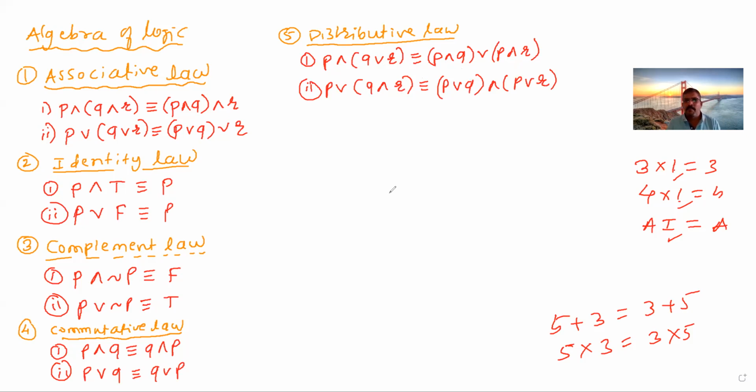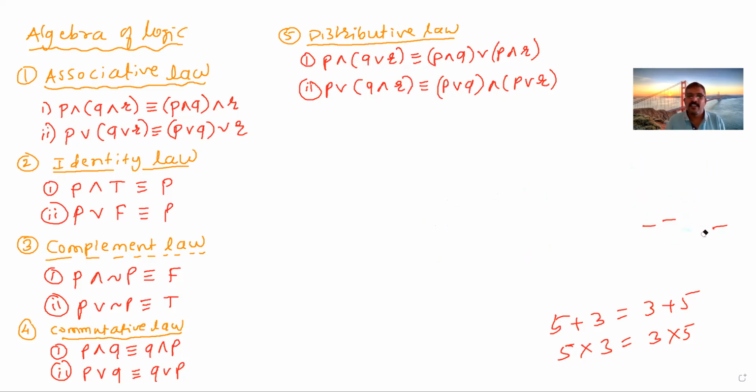It is the same as multiplication distributing over addition. You have studied: if x into (y plus z) is there, you can write xy plus xz. As you know, this dot or into is distributive over addition, and we get x into y plus x into z. Like this, P and (Q or R) gives (P and Q) or (P and R), and P or (Q and R) gives (P or Q) and (P or R).